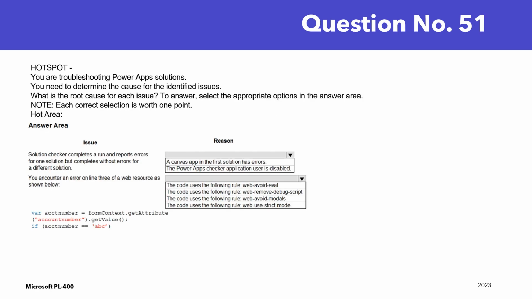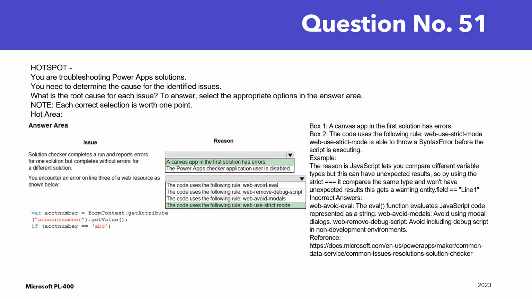You are troubleshooting PowerApps solutions. You need to determine the cause for the identified issues. What is the root cause for each issue? To answer, select the appropriate options in the answer area. Note, each correct selection is worth 1 point. Issue: Solution Checker completes a run and reports errors for one solution but completes without errors for a different solution. Reason: a Canvas app in the first solution has errors. Issue: you encounter an error on line 3 of a web resource as shown below. Reason: the code uses the following rule: Web Use Strict Mode.